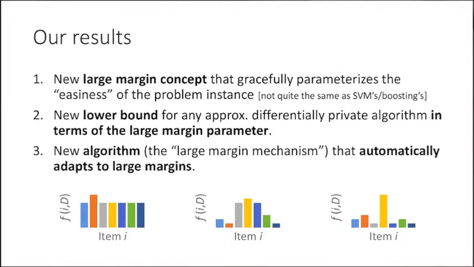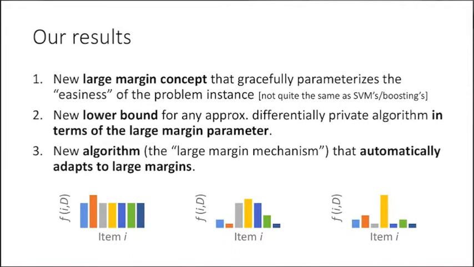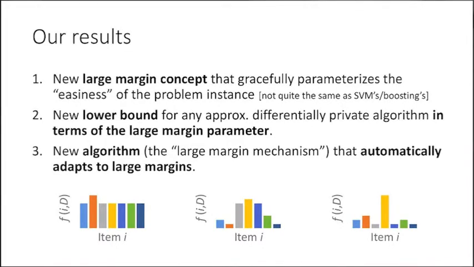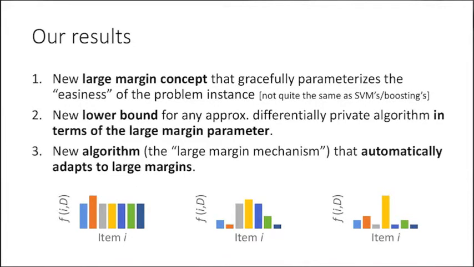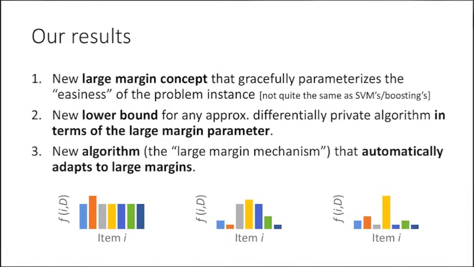So maybe the problem is not that easy, in which case we fall back to the worst case guarantee of log k over epsilon. But if the problem is actually a little bit easier or a lot easier, we adapt to that and do much better in these cases. And this is more in line with what we expect machine learning to be able to do.